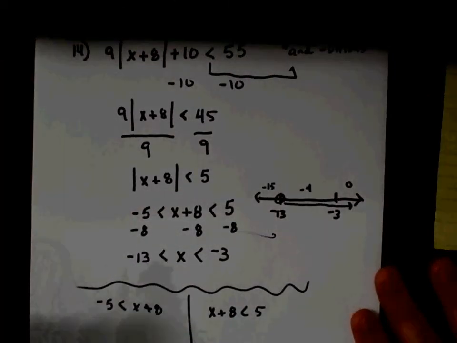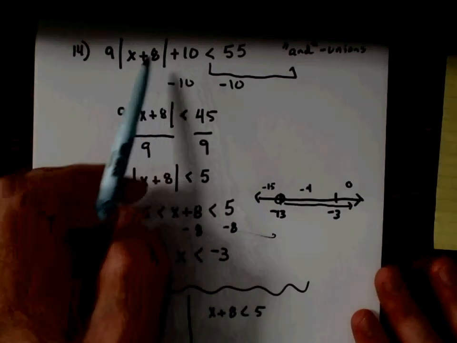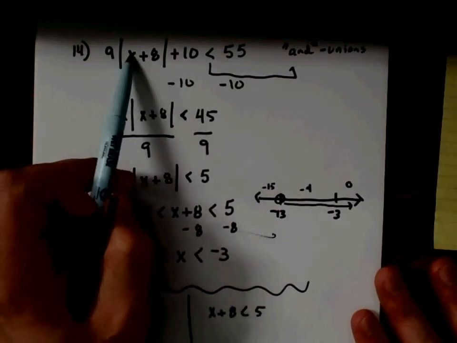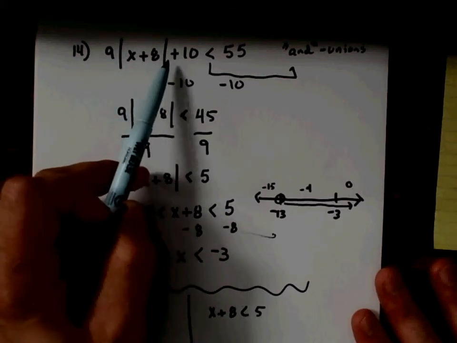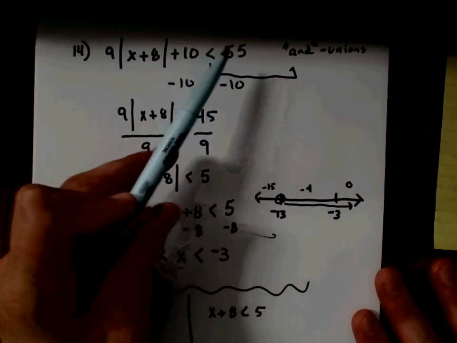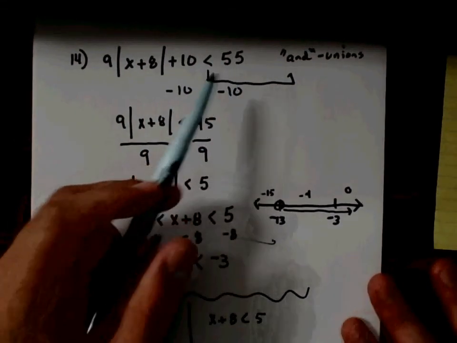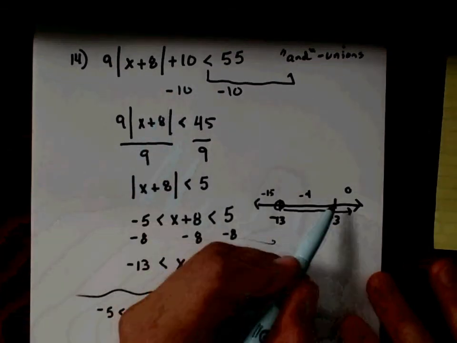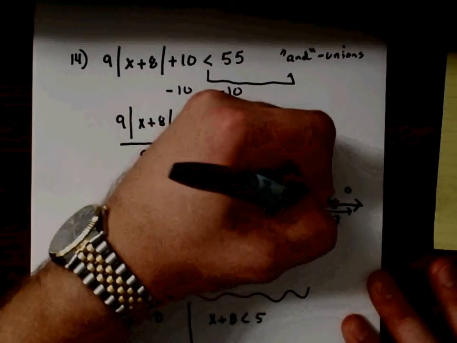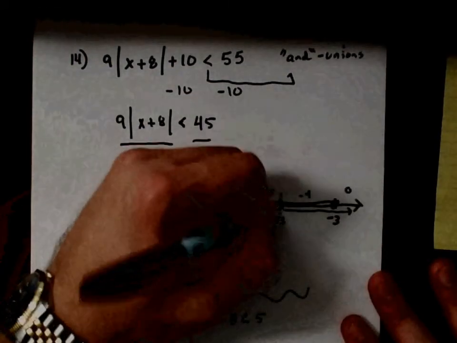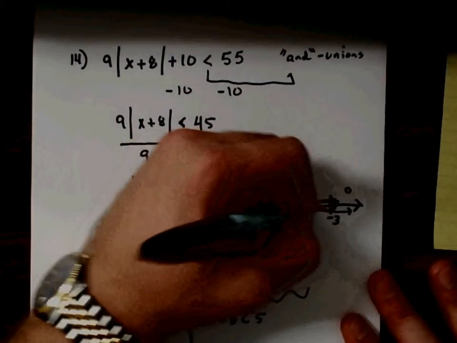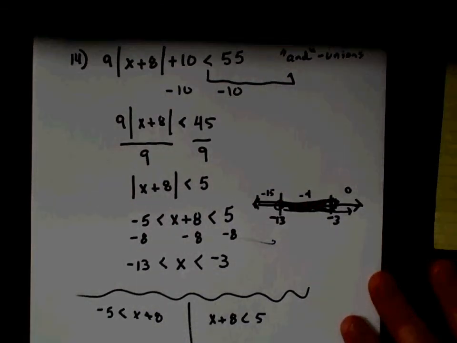Okay, now let's plug in 0. Okay, and so 0 is going to make this 8, so 9 times 8 is 72 plus 10, which is 82. Is 82 less than 55? No, so it's not true that way, so it's going to work this way. And what are they sharing? They're sharing the middle. And so this is where we should be shading right there.